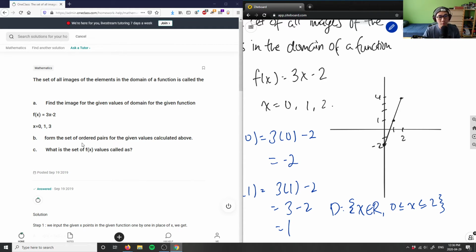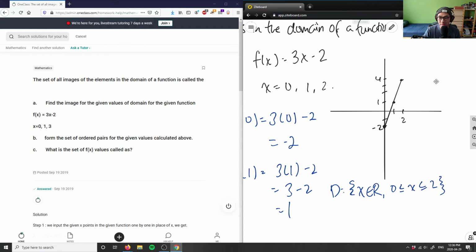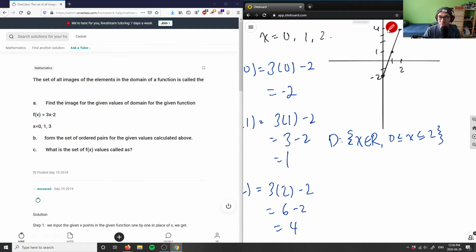And it says form ordered pairs for the given values calculated above. So again, this here is now B. I do have ordered pairs here. So you can say I have the points here. I have 0, -2. I also have here 1 and 1, and then finally 2 and 4. So these are the set of my ordered pairs.